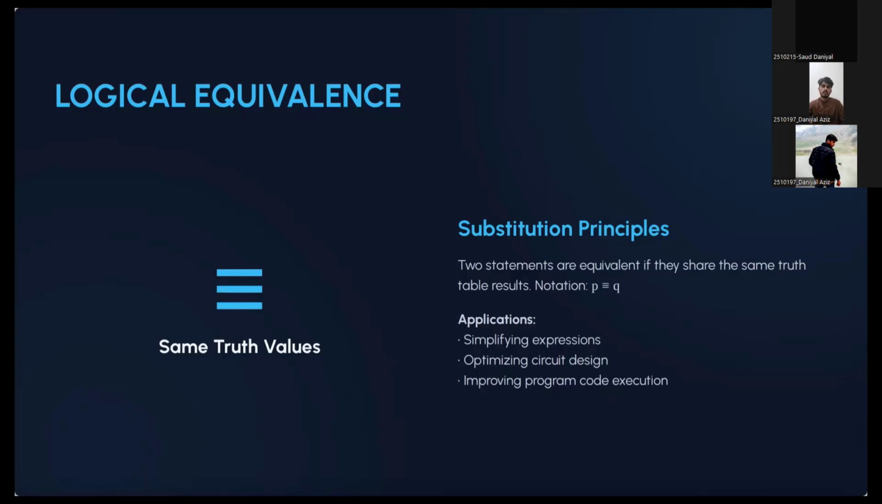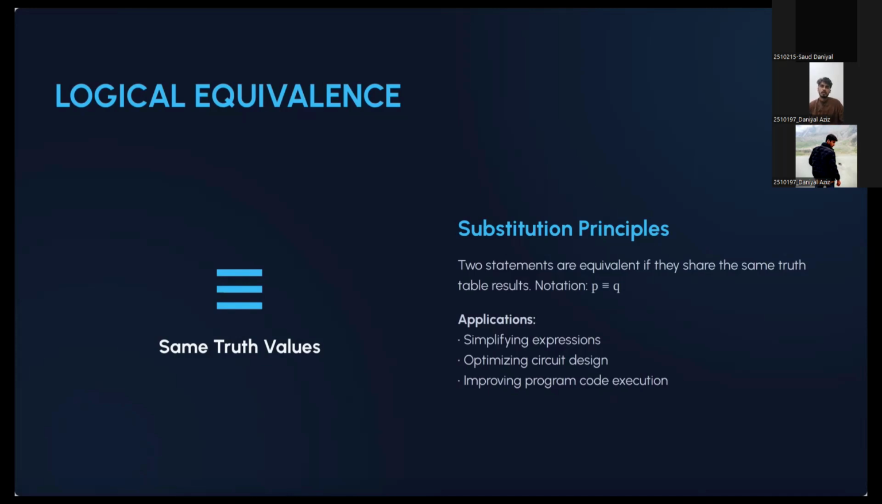This means that statement P and statement Q have identical logical meanings and always give the same result. We have a real life example. Consider this statement: it is not true that the light is off. This statement can also be written as the light is on. Although the wording is different, both statements represent the same situation. Therefore, they are logically equivalent.